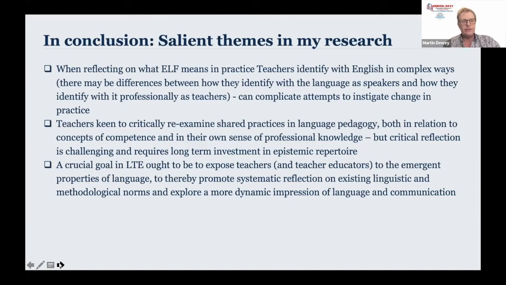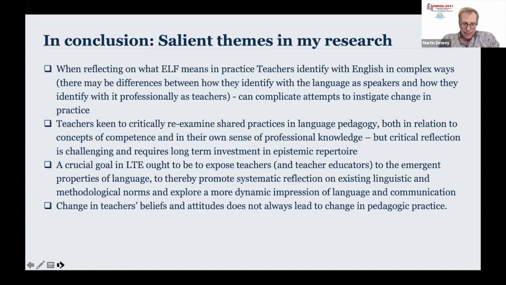Now, as a result of this, it's crucial that in language teacher education, we need to expose teachers and teacher educators to the more dynamic emergent properties of language. We need to promote systematic reflection on existing linguistic norms, but also methodological norms, and explore opportunities for developing a more dynamic impression of language and communication. And then finally, change in teachers' beliefs and attitudes does not always lead to change in pedagogic practice. But I've been seeing this in my work for many years now.